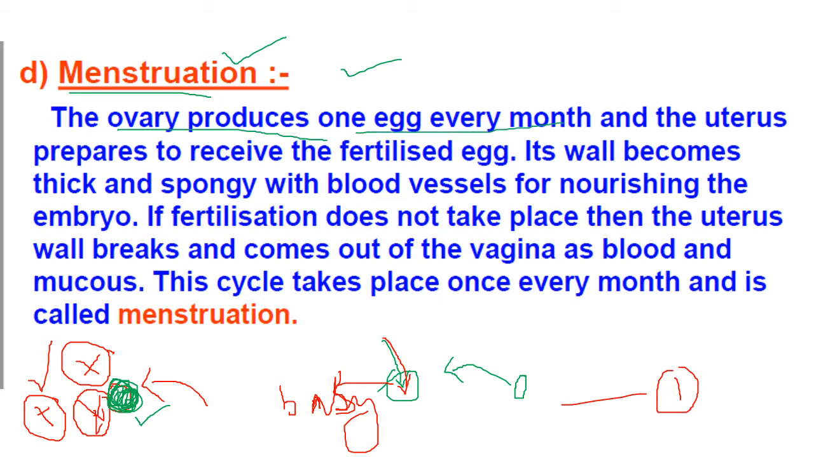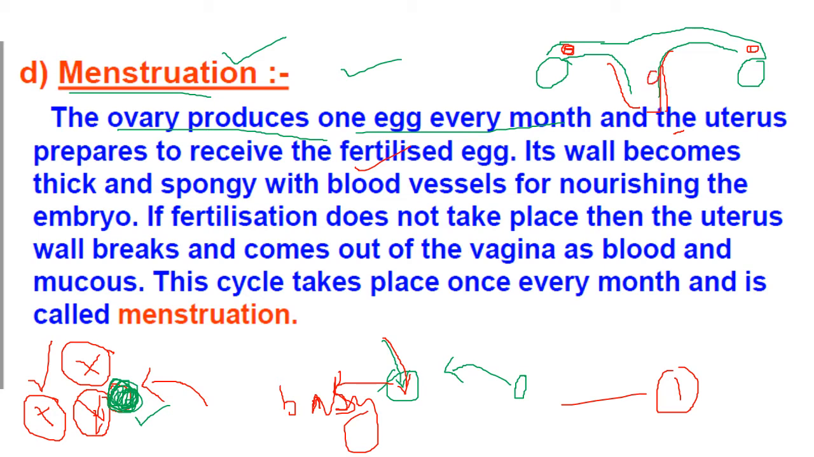So as you all know, this was the structure. Here is the ovary, and each ovary produces one egg in 1 month. If in one month the egg is produced from here, then the next month the egg will be produced from here, and every month one egg is produced. So the uterus prepares to receive the fertilized egg. So this is the uterus part. The function of the uterus is to prepare itself to get the fertilized egg.